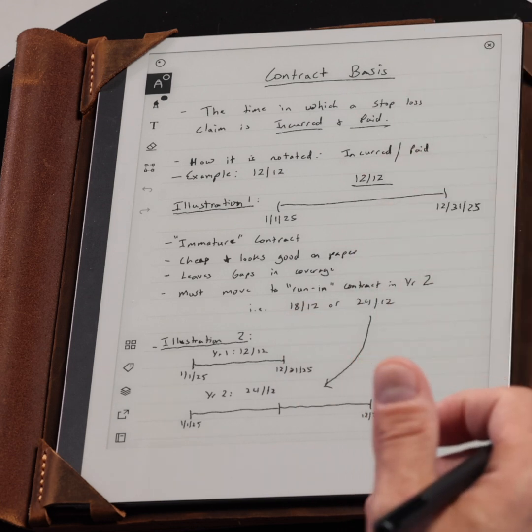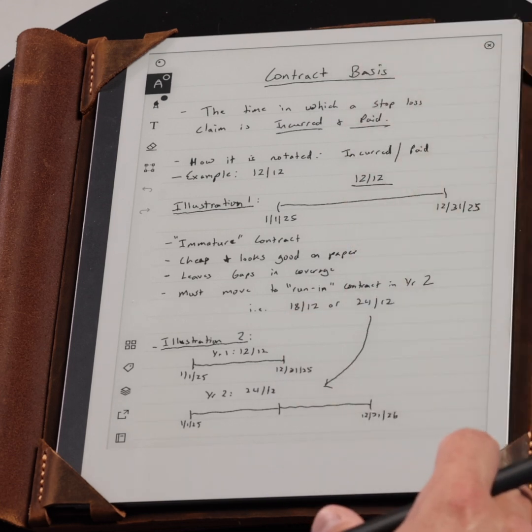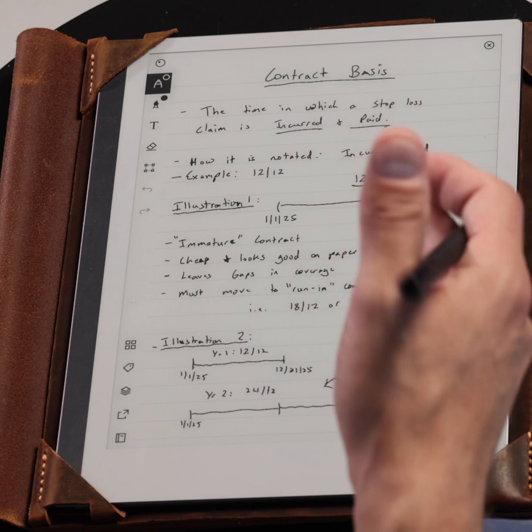So I'm sure there's going to be questions. I'm sure I did a terrible job of explaining this, but I want to address what a contract basis is.